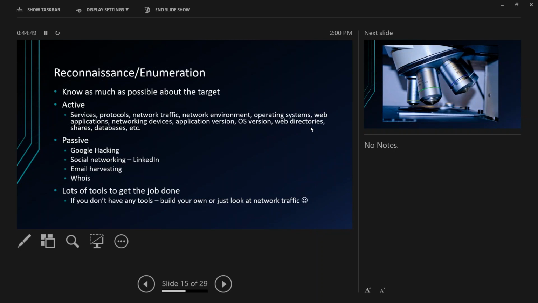So we start enumerating the network and try to see what's on there. Active means you are actively interacting with devices and systems. Passive means you are not interacting with this stuff. So I'm doing Google hacking, right? I'm searching a website that's very, very revealing, that gives you the names of all our CIOs, and so on. Then you say, oh, let me go to LinkedIn.